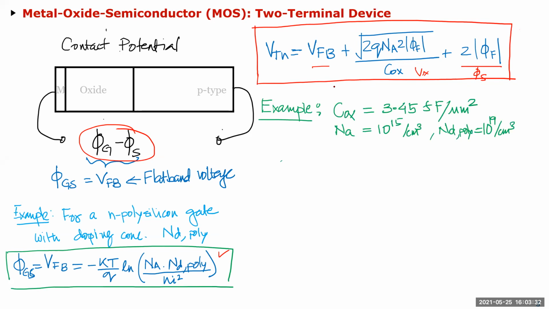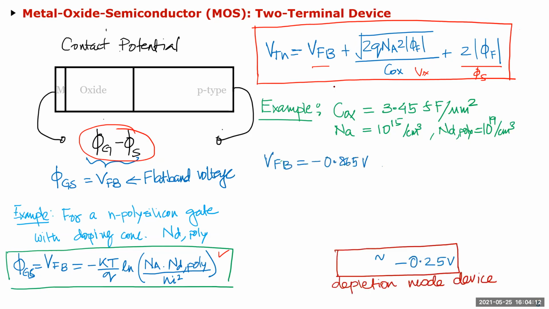Okay, so we take one example where the Cox is 3.45 femtofarad per micrometer square. This is pretty much a 0.18 or 0.13 micron technology. You're given a doping concentration for the p-type, and a doping concentration for the metal, which is poly in this case, 10 to the power 19, which is pretty much degenerate. Typically you don't apply these equations there, but 10 to the power 19 is at the border. If it was 10 to the power 20 or 22, then you couldn't apply these, and that's where you have to use the work function to explain it.